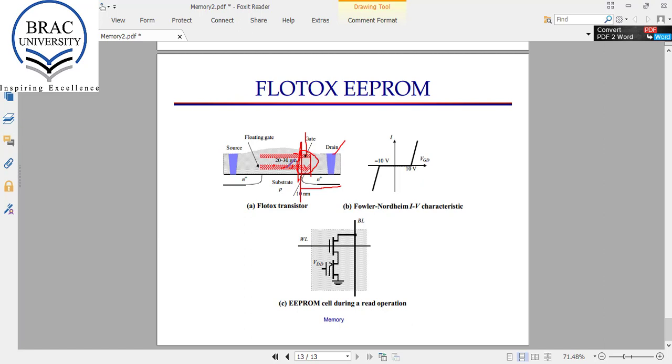And this is how EEPROM can be written, and the read operation for all ROM is almost similar. We can use the same technique to read data. And that's all. Thank you.